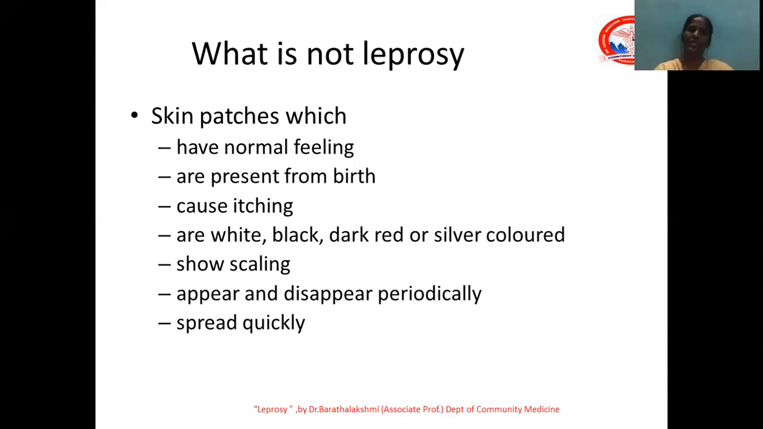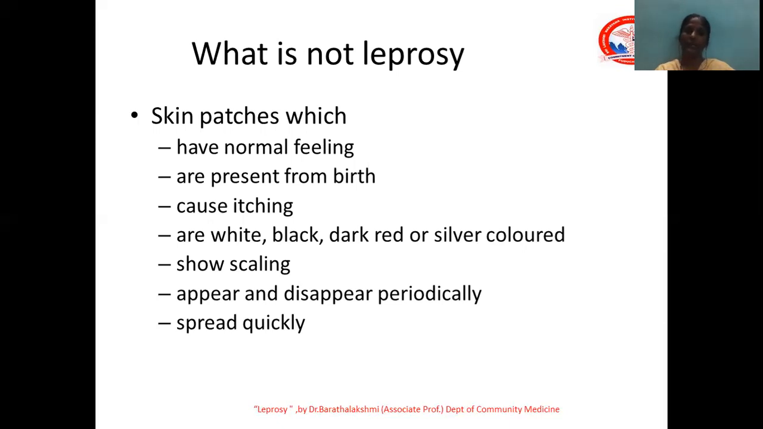So how do you differentiate? You check the sensation, and sensation is intact. If it is present from birth, it can be nevus. If it itches, it can be a fungal infection. If it's white, black, dark red, or silver colored, it can be psoriasis. Scaling, again psoriasis. If it appears and disappears periodically, it is not likely to be leprosy.